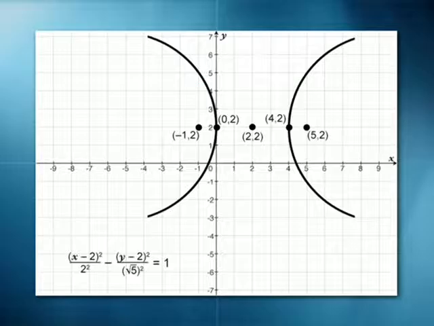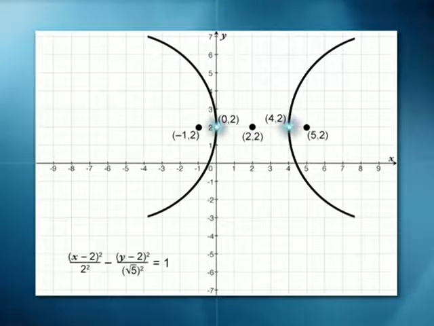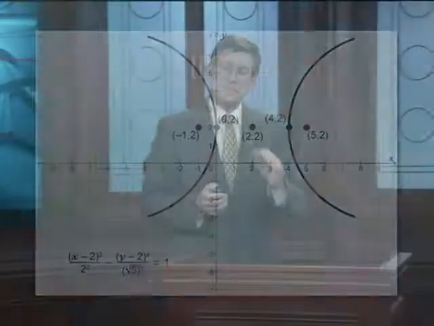Here's a picture of that hyperbola. Interesting looking. It's got a piece going this way and a piece going this way, the two branches. I've indicated the center at 2, 2, and then you see the vertices at 4, 2 and 0, 2. They're 2 units away from the center, and then the foci are a bit further away at 5, 2 and minus 1, 2.